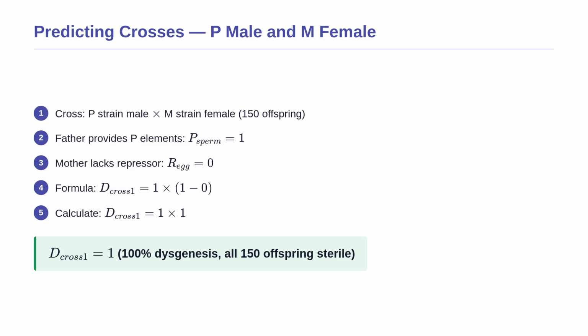Substituting these into our formula, we get 1 times the quantity 1 minus 0. This simplifies to 1 times 1. Our final answer is 1, which means 100% of the offspring will experience hybrid dysgenesis. Physically, this means all 150 offspring will suffer from severe mutations and likely complete sterility, perfectly explaining the historical mystery.